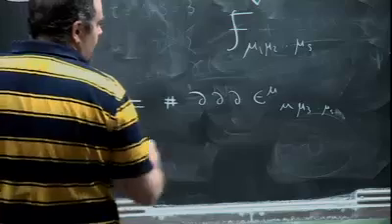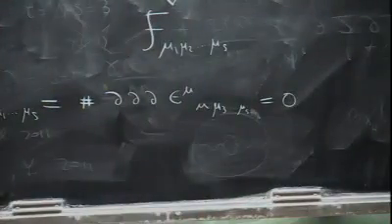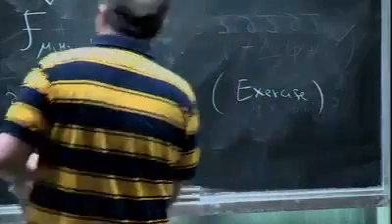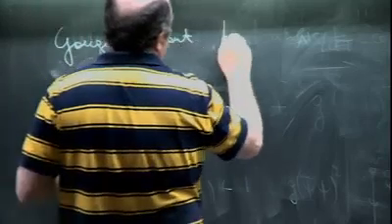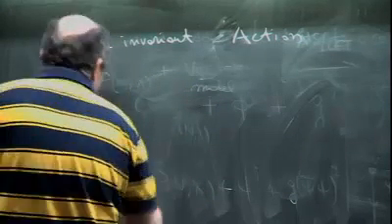You can put the indices here. It doesn't matter. This gauge variation is 0, provided the gauge parameter is traceless. So the details of this are left as an exercise. Okay, and we can also write down a gauge invariant Lagrangian, or let's say action. It takes the following form.